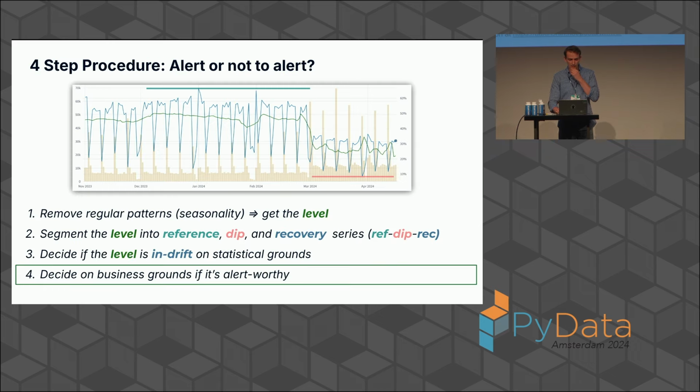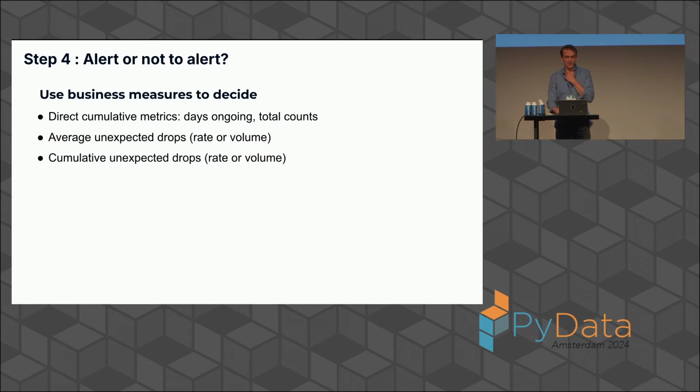Yeah, the last step is the actual business decision, right? So once you have the segmentation, once you have the business metrics, you make a decision, right? And again, you can do some sort of cumulative metrics, like days ongoing, total counts, cumulative unexpected loss. So you think, okay, there is the reference, what happens if it continues? Now it drops, what's the difference? This is kind of unexpected drop.